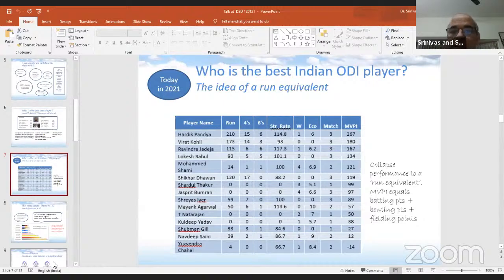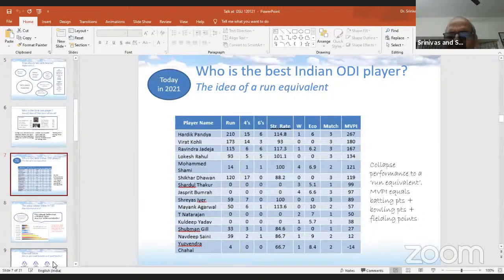For a bowler, I do the same thing. He was supposed to give away 60 runs, but if he gave away less than 60 runs, then I give him that benefit, because he gained that many runs for the team. If he gave away more than 60 runs, I deduct that, because he gave away that much more than he was supposed to. And for every wicket, I give him 30 runs.